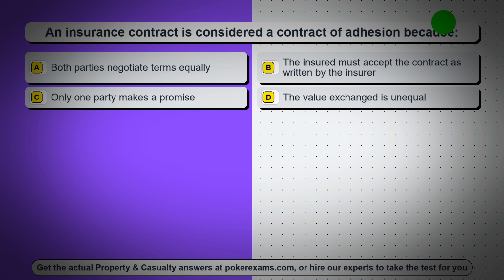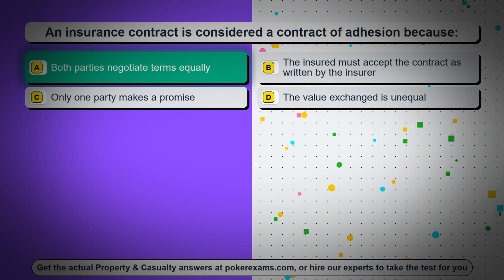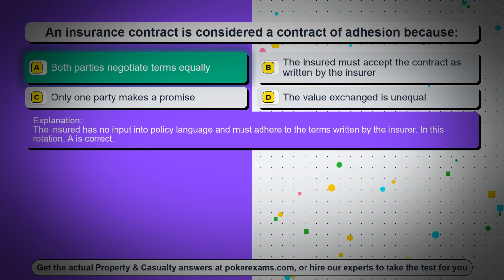Question 60. An insurance contract is considered a contract of adhesion because: Option A, both parties negotiate terms equally. Option B, the insured must accept the contract as written by the insurer. Option C, only one party makes a promise. Option D, the value exchanged is unequal. The correct answer is option A, both parties negotiate terms equally. The insured has no input into policy language and must adhere to the terms written by the insurer. In this rotation, A is correct.